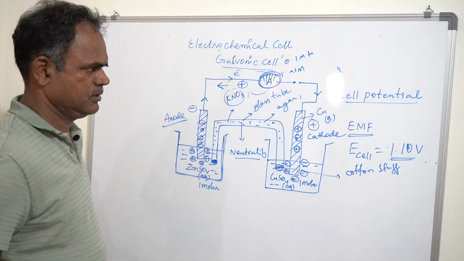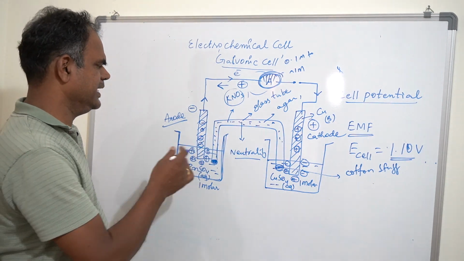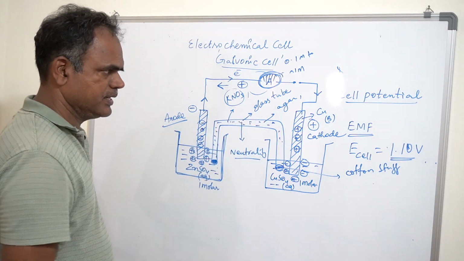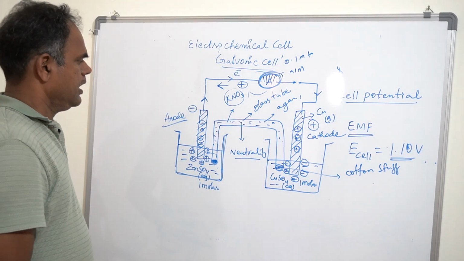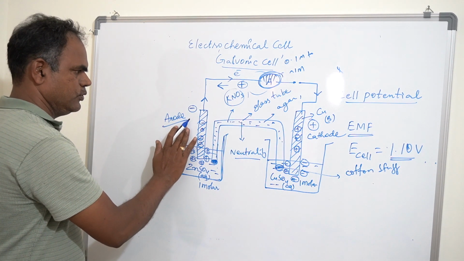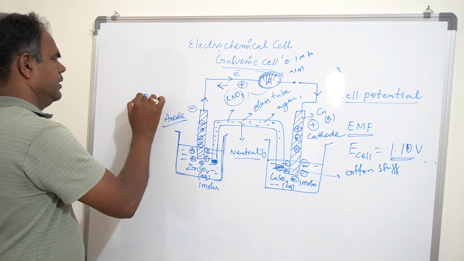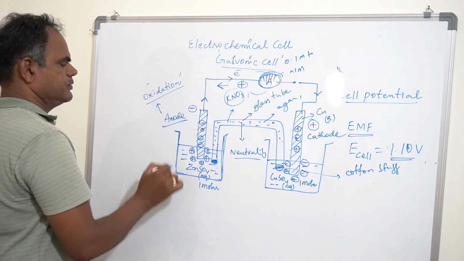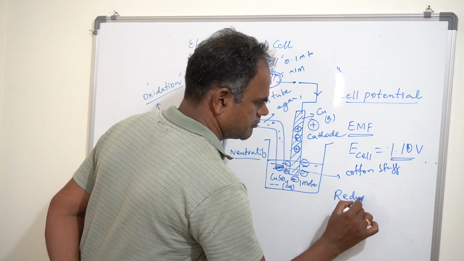So how is this 1.10 volts obtained? Let us look into the individual electrodes, and based on that we'll calculate the 1.10 volts of this galvanic cell. Here there are two electrodes present, one is the anode, the other one is the cathode. As you know, at the anode there is always oxidation. In one half cell there is oxidation, in the other half cell there is reduction.